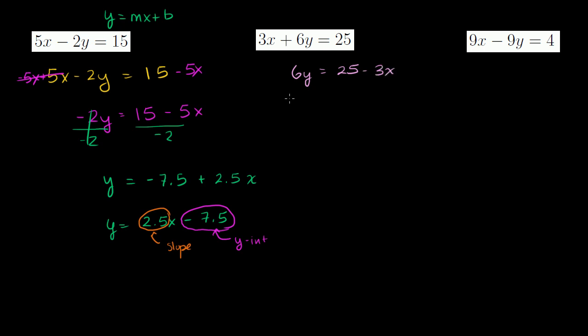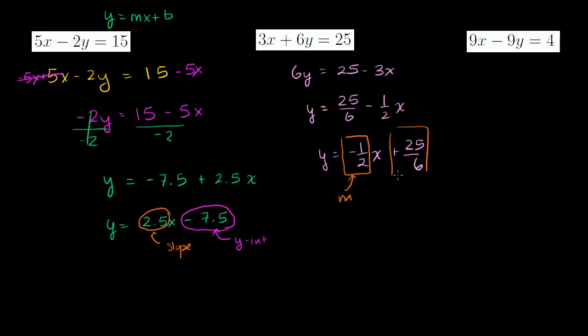So you get 6y is equal to 25 minus 3x. And then you can divide both sides by 6. So you're left with y is equal to 25 over 6 minus 3 over 6, or minus 1/2 x. If you really want it in this form, you just rearrange this. y is equal to negative 1/2 x plus 25 over 6. Where is the slope? Here is the slope, negative 1/2. Where is the y-intercept? That's the y-intercept. That is our b. The point (0, 25/6) is on the line.